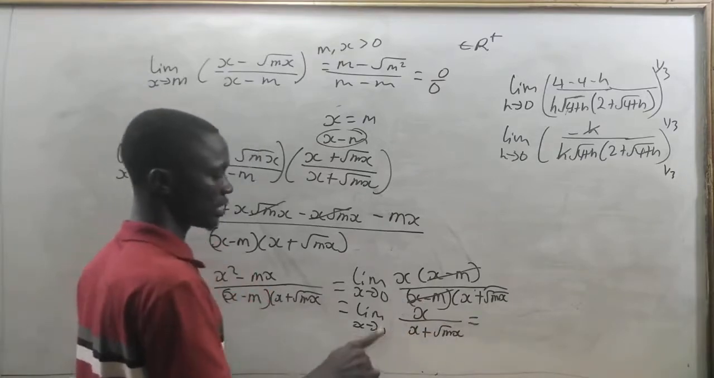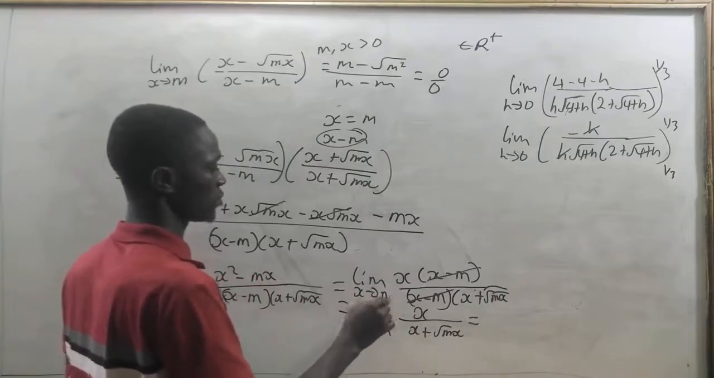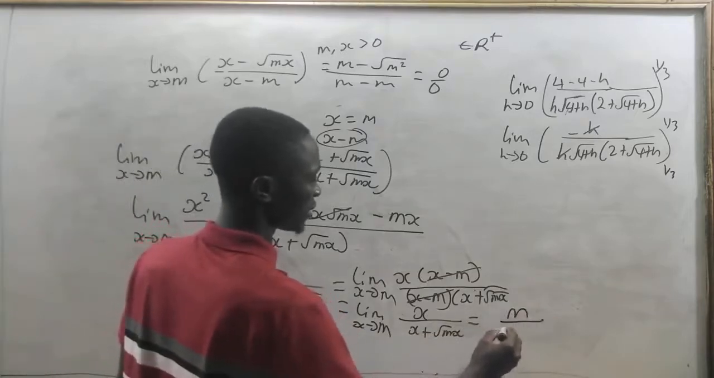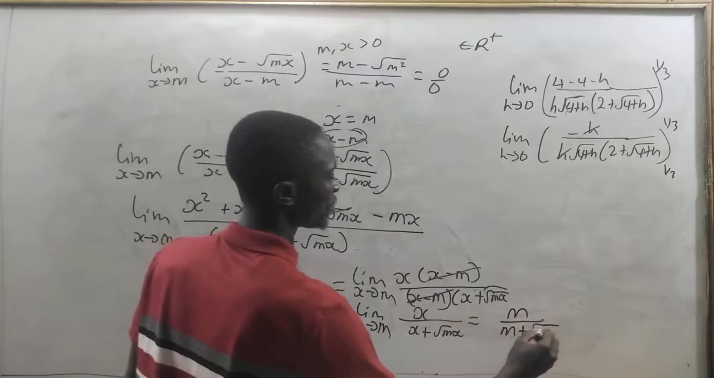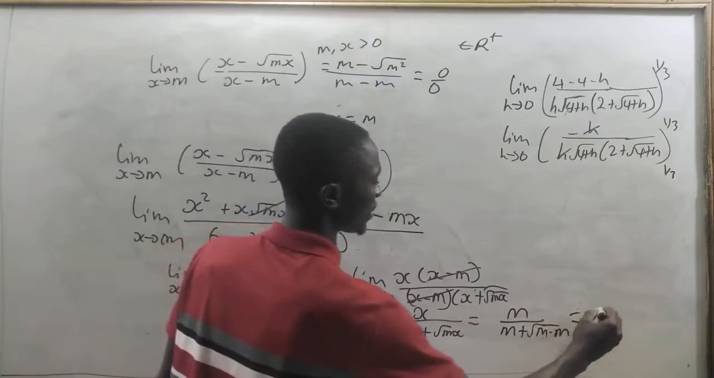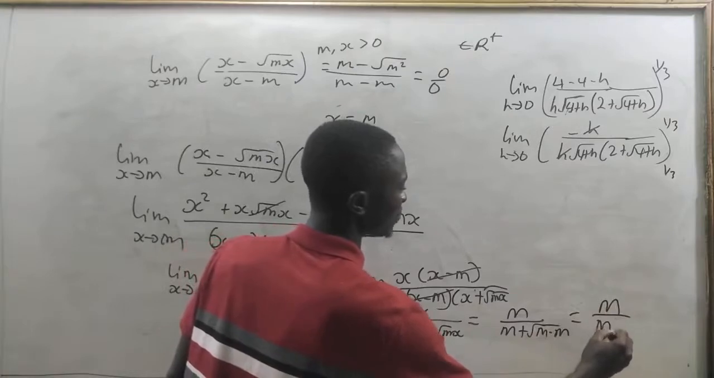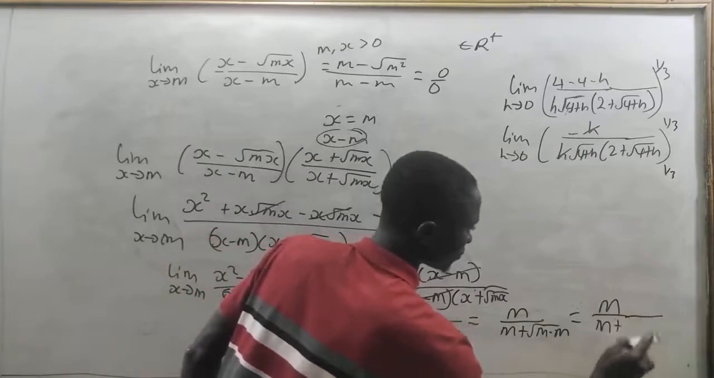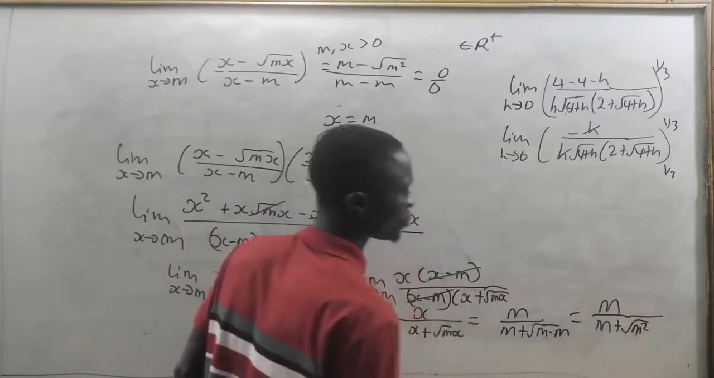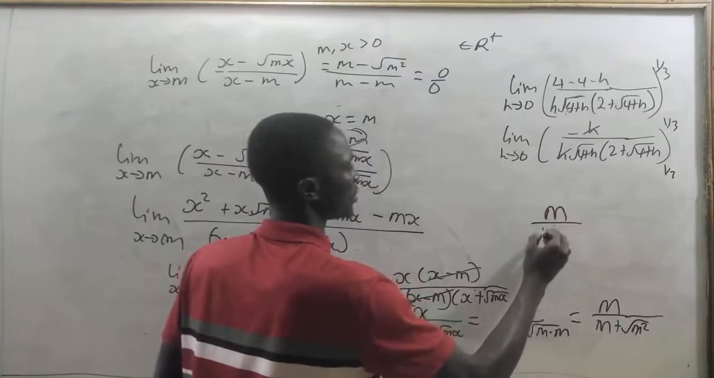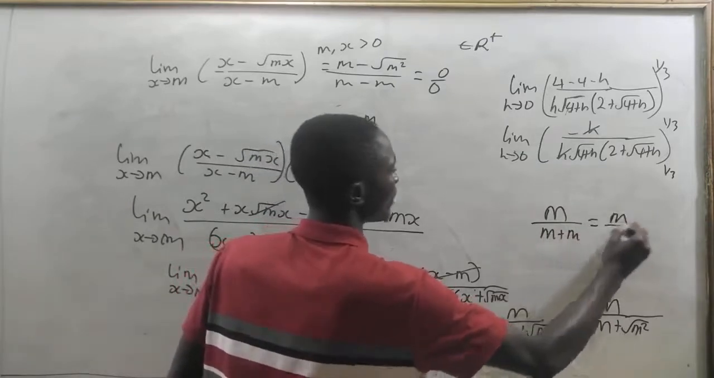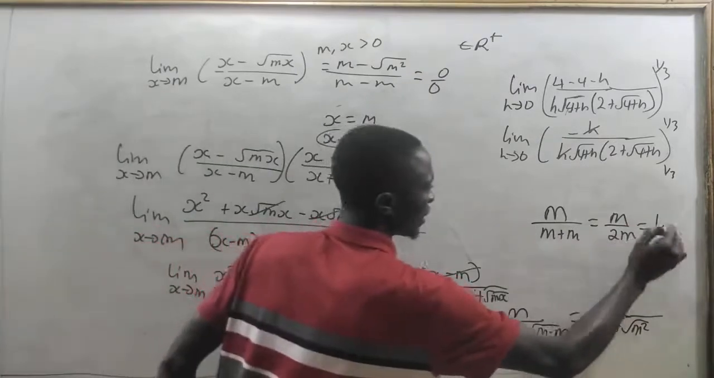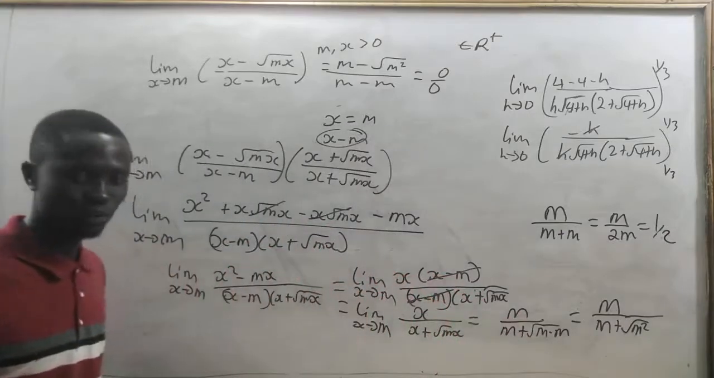Now as x approaches m, not 0. Yes, as x approaches m, we are going to have m divided by m plus the square root of m times m. And that will give us m divided by m plus the square root of m squared. And this will give us m divided by m plus m, and that is m divided by 2m, which is 1 divided by 2. That's our final answer. Very, very simple as that.